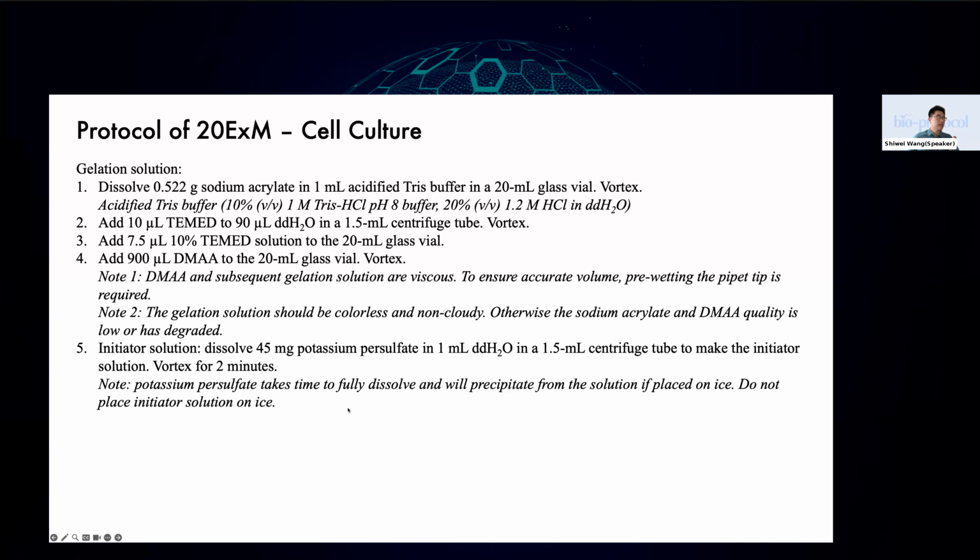And then you vortex. And at this step is when you will find out whether your gelation solution is good, because the solution should be colorless and non-cloudy. If you see any precipitates, or it is slightly yellow, or there's any oily substance in it, that means the quality of the sodium acrylate and DMA is not good. And using that gelation solution could result in faster gelation than expected, or a lower expansion factor where the gel couldn't form.